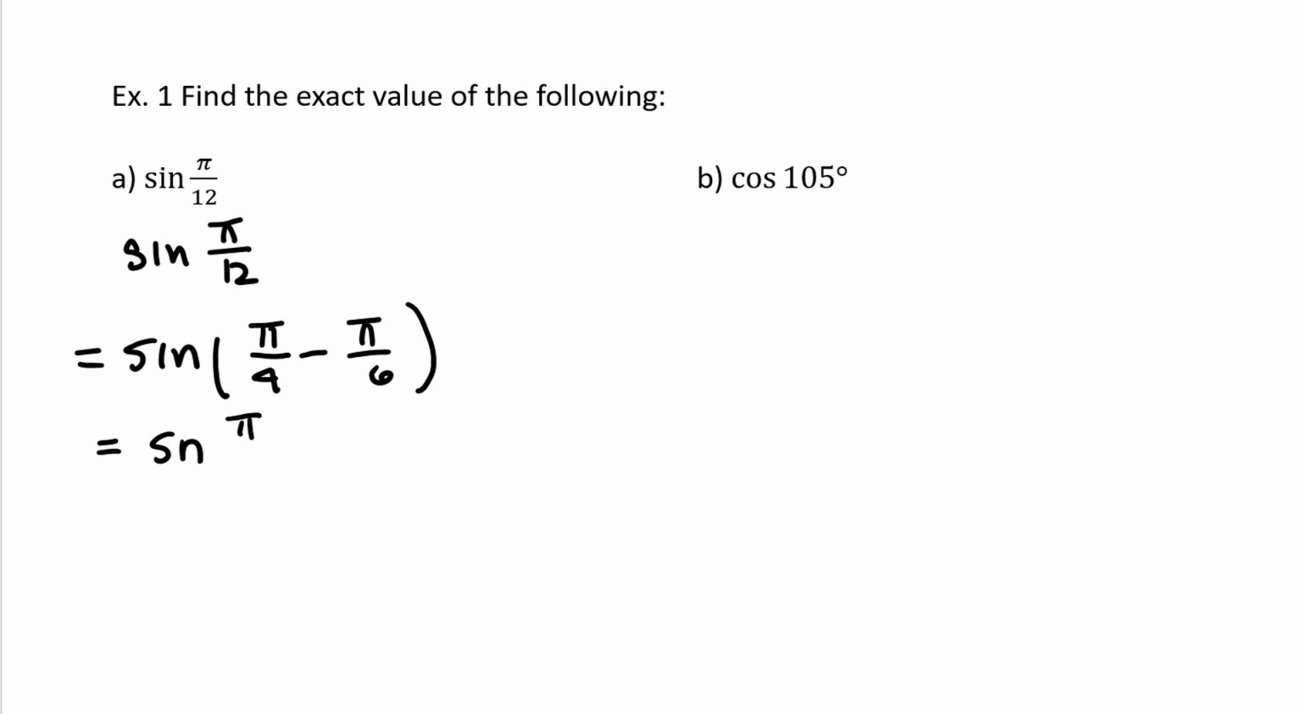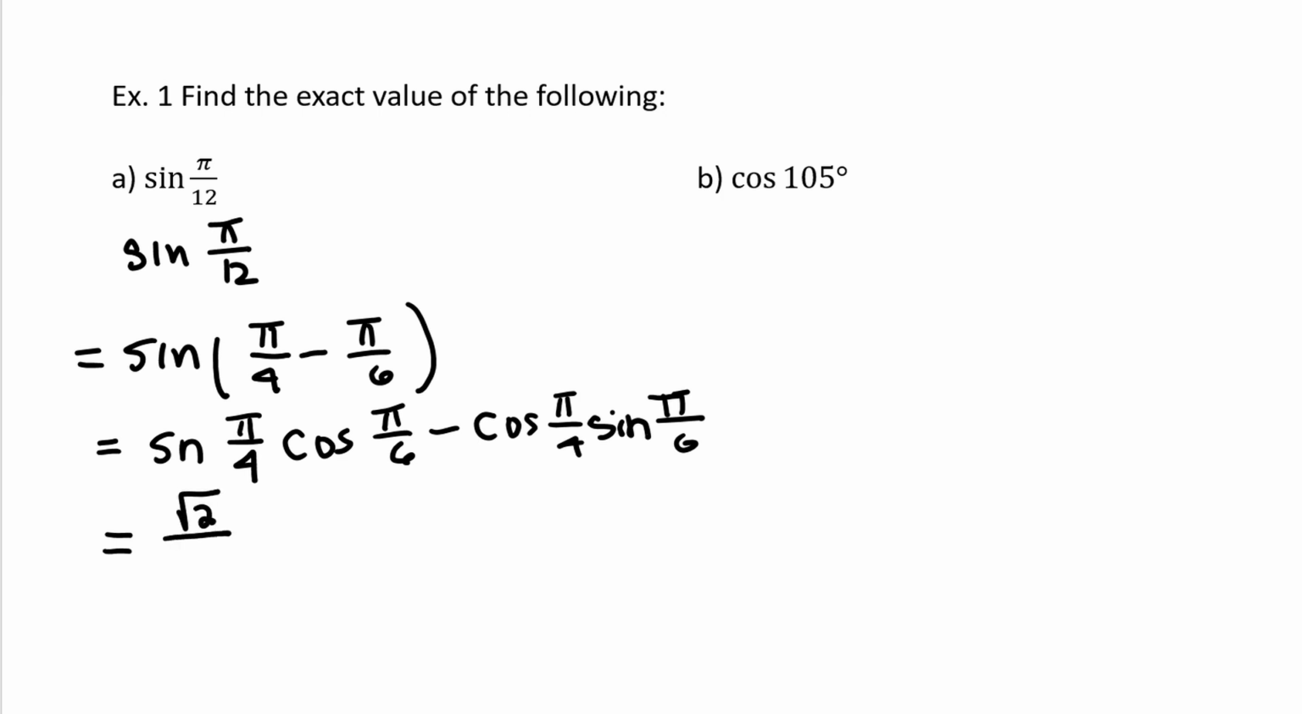Now let's use the difference formula for sine, and we will have that this is equal to the sine of pi over 4 times the cosine of pi over 6 minus the cosine of pi over 4 times the sine of pi over 6. Now let's put in those exact values. The sine of pi over 4, which we now have memorized, is square root of 2 over 2. The cosine of pi over 6 is the square root of 3 over 2, minus the cosine of pi over 4 is the square root of 2 over 2, and the sine of pi over 6 is 1/2.